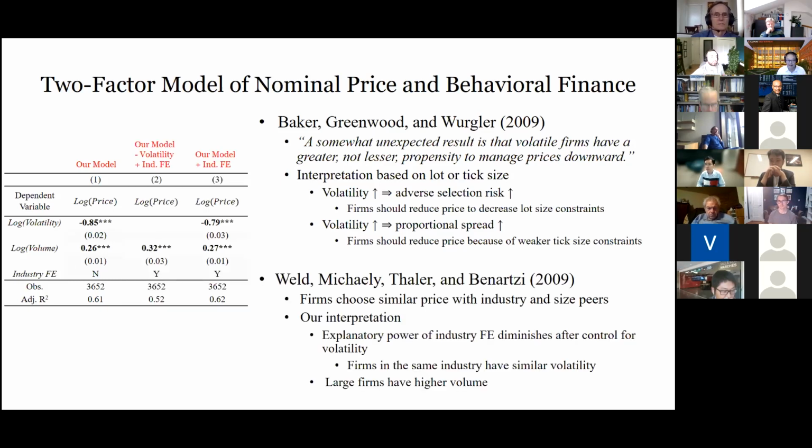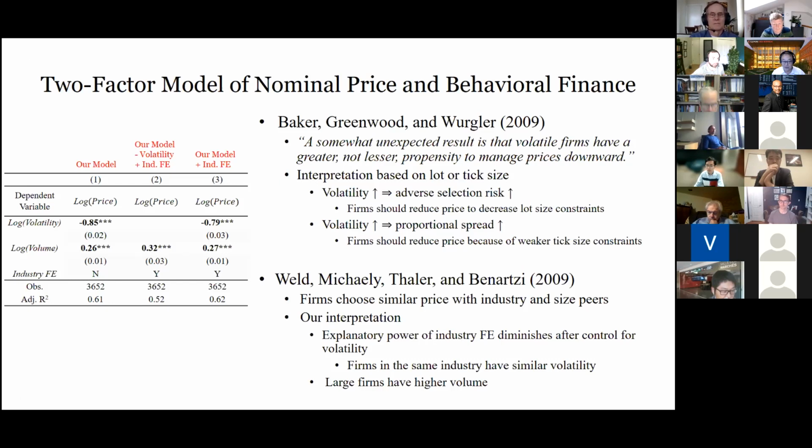There's another paper written by Dick Thaler and his co-authors. They find two things. The first finding is that you cannot explain nominal price, that's their main claim. And then what explains the nominal price? Social norms. That's their story: firms choose a price similar to their industry peers and their size peers. Here I run volume, but it's similar to market cap. If you control for industry fixed effect and volume, that explains 52% of the cross-sectional variation.